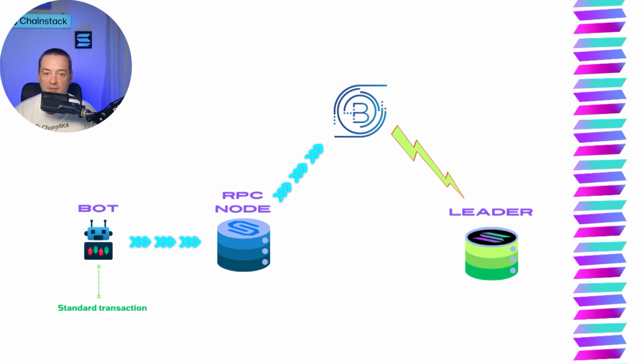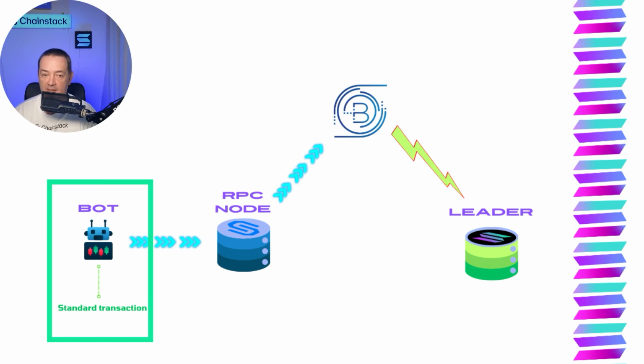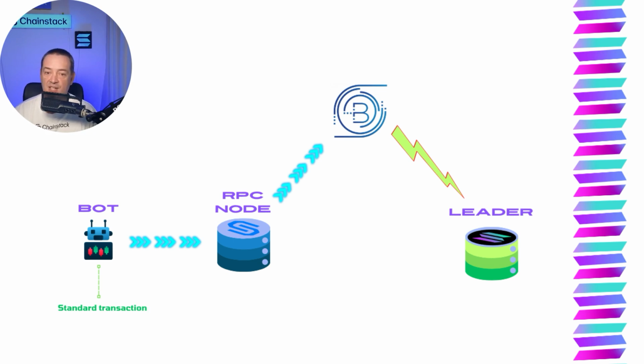You don't need to craft anything out of the ordinary in there. From the bot perspective, this is a standard transaction. Once the Chainstack RPC node receives a send transaction request, which is carrying your standard transaction, it routes this immediately to bloXroute, and bloXroute does its magic of delivering the transaction lightning fast to the current leader, and your transaction is committed to the chain.